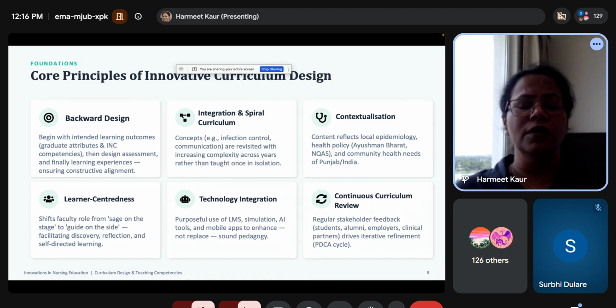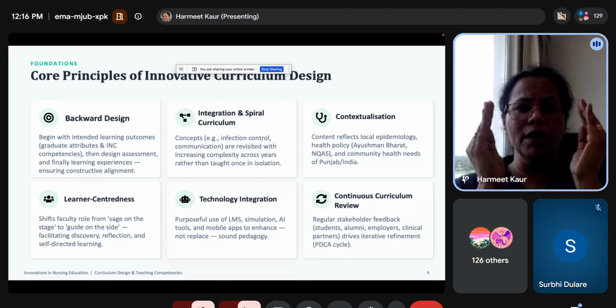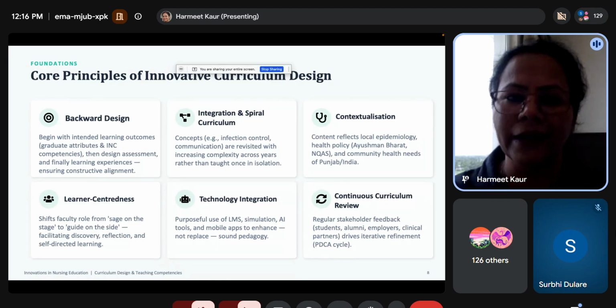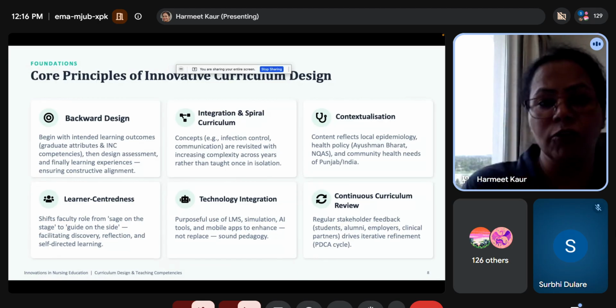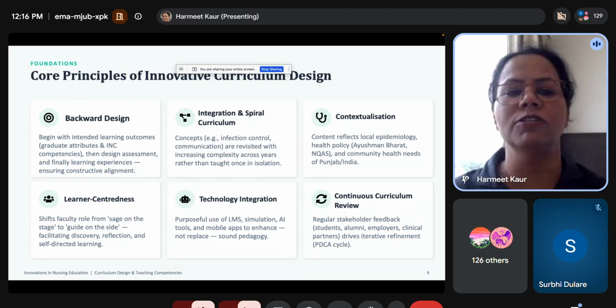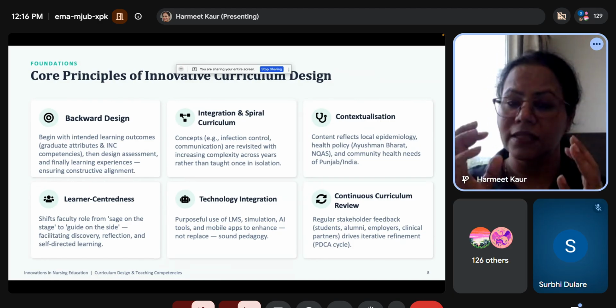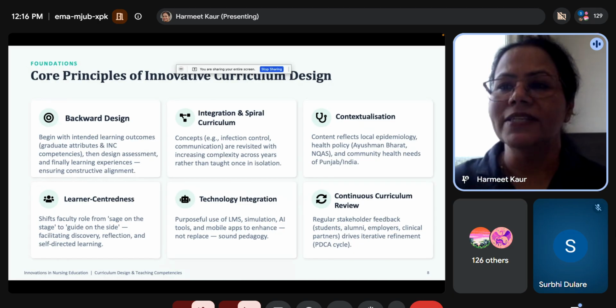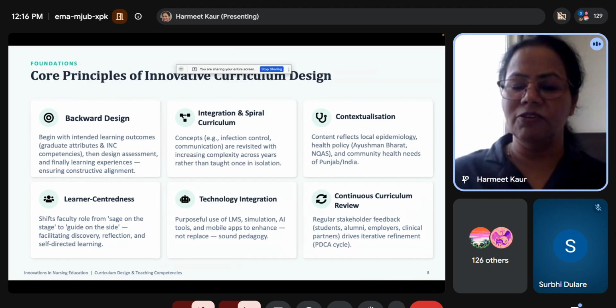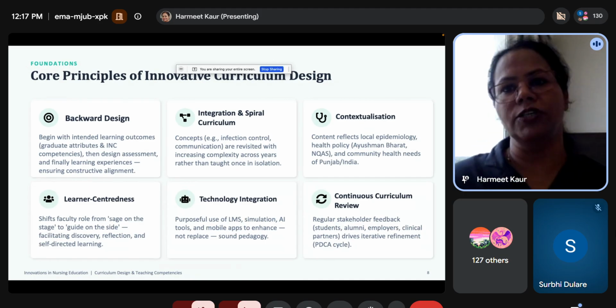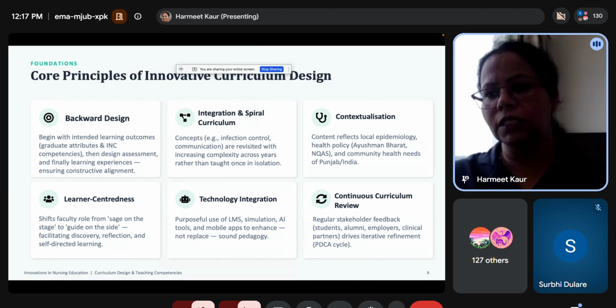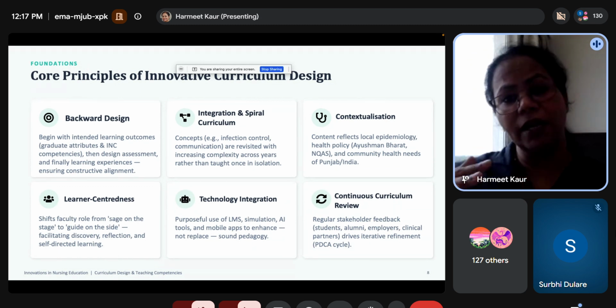Our curriculum is prepared very well by the Indian Nursing Council, but how are we delivering that content? Are we delivering it from the point of competencies, or just by the topic which we have to cover? That is very, very important. Then integration and spiral curriculum. Spiral curriculum means, for example, the concept of infection control we teach in foundation, or communication we teach in foundation, but once the student goes to second year, third year, fourth year, in every subject we talk about infection control with a little more complexity. So complexity keeps on increasing.